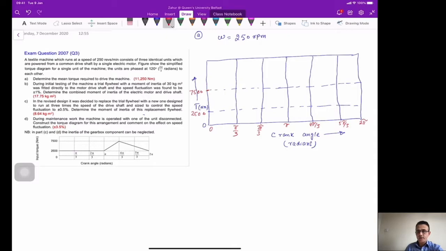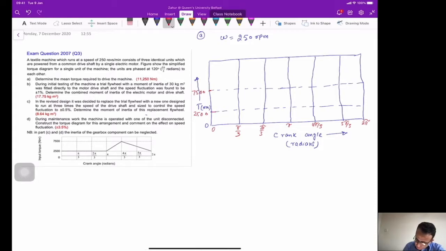Now we just need to draw the torque diagram for the first system here. It is 2500 from 0 to pi, and then from pi to pi by 3 it goes to 7500. And then after 120 degrees it goes to 0. So this is for the first system here.